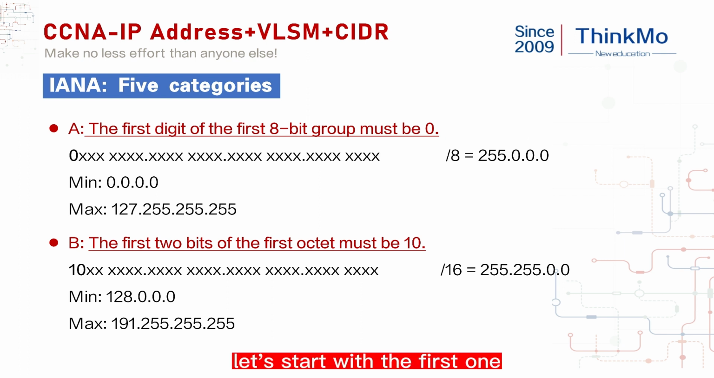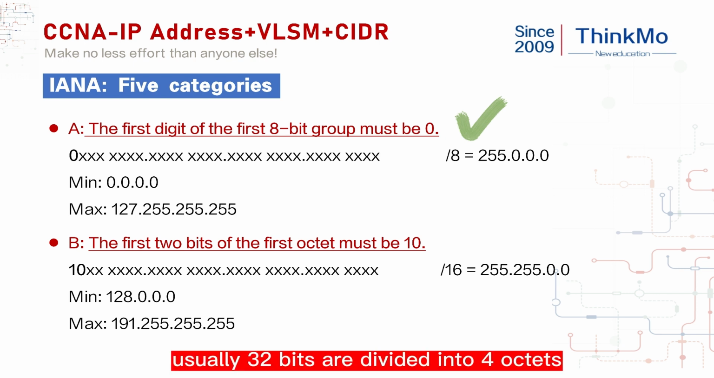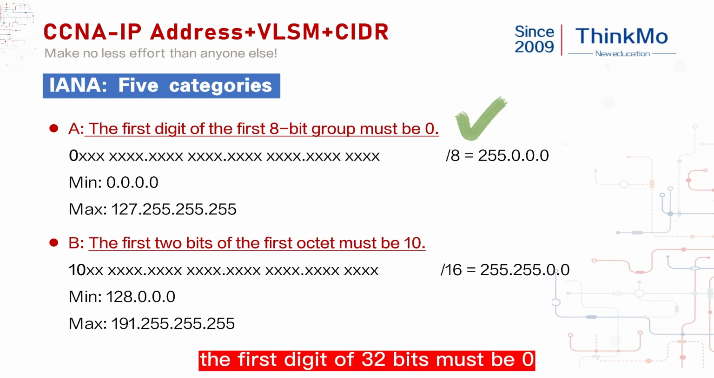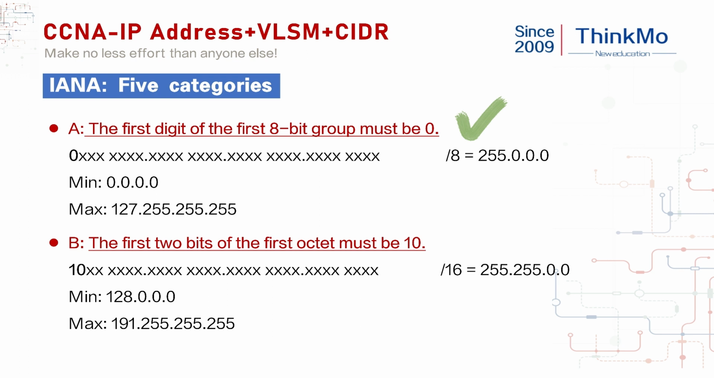Let's start with the first one. Class A address. For Class A addresses, there are 32 bits in total. Usually 32 bits are divided into 4 octets. We must first notice that the first bit of the first octet must be 0. That is, the first digit of the 32 bits must be 0. I don't care what's behind.